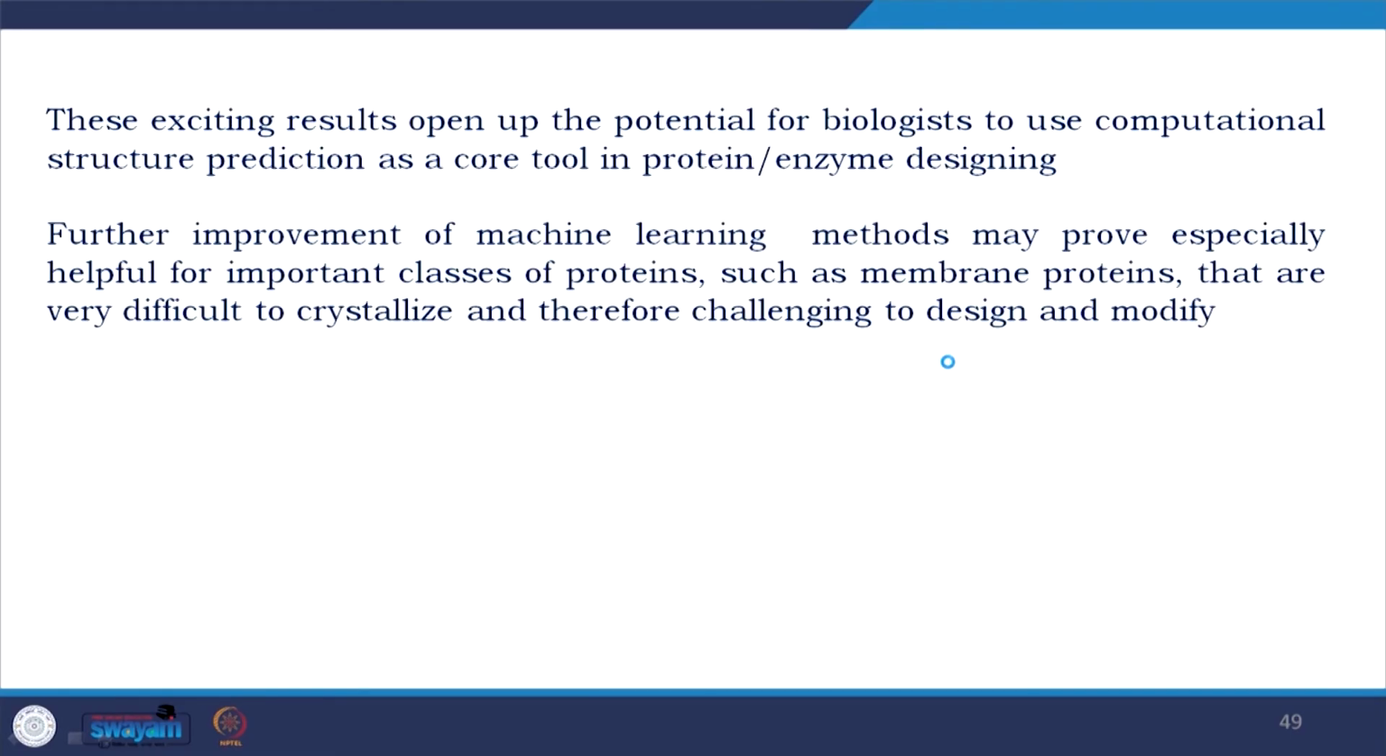Further improvement of machine learning methods may prove especially helpful for important classes of proteins such as membrane proteins that are very difficult to crystallize and therefore challenging to design and modify. So, if you remember, there is a huge gap now between the sequence and structure. These will be very helpful in making this gap narrower.